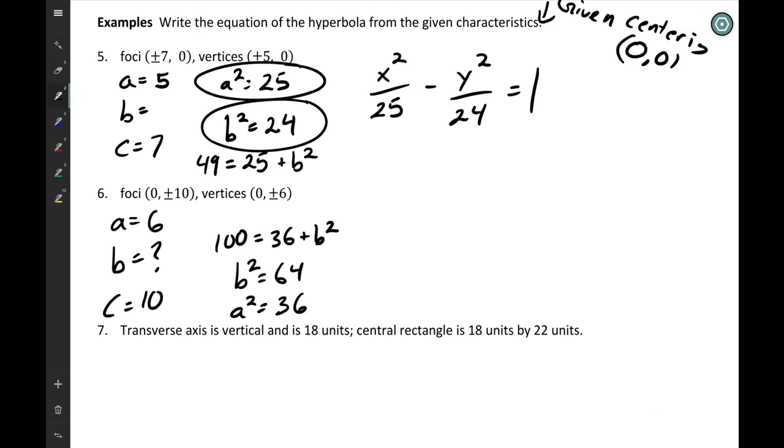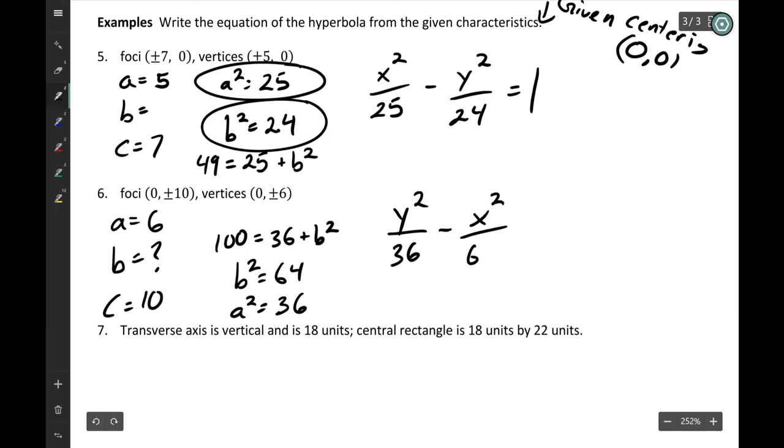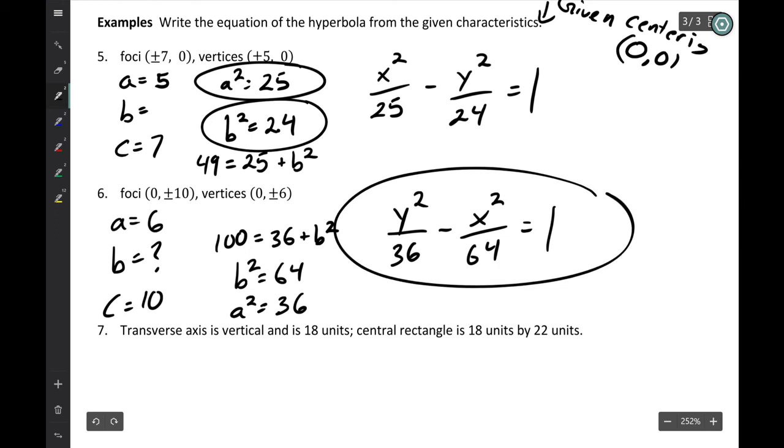And I know it's up and down, so y squared comes first. And then underneath that goes a squared, which is 36, and then minus x squared over 64. Remember that b can be bigger than a. It's really important that you guys don't get confused with that.